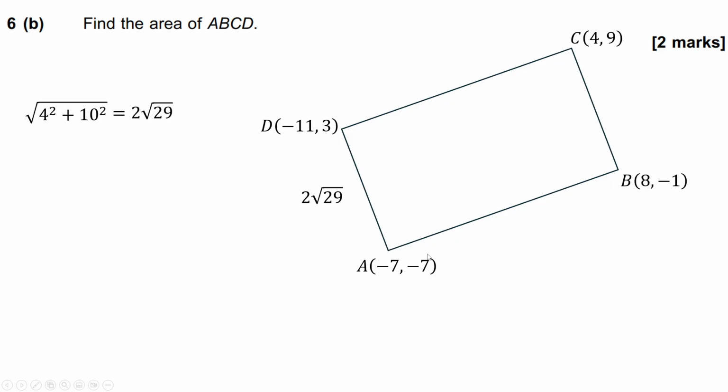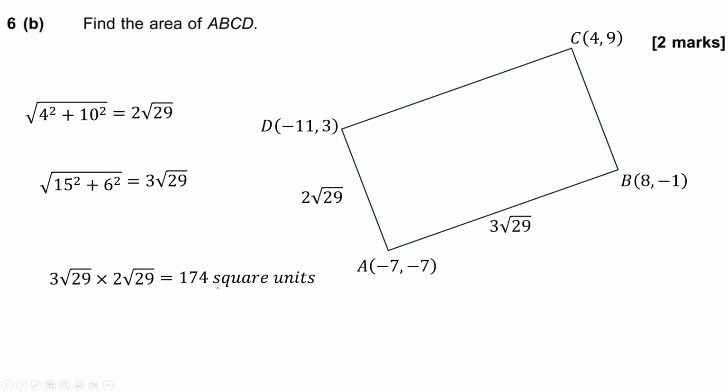So this one here, you're going 15 across and then 6 up, so it's root 15 squared plus 6 squared, which is 3 root 29. We're doing this because this is a right angle triangle, so you're just using Pythagoras. You'll get that. So you just times these two together, and you'll get 174.